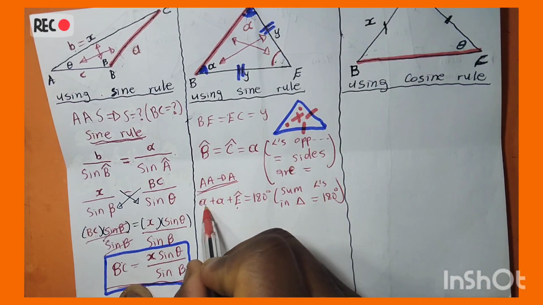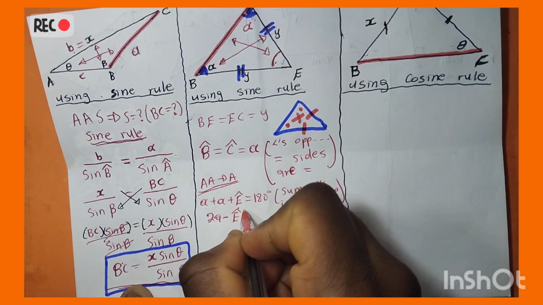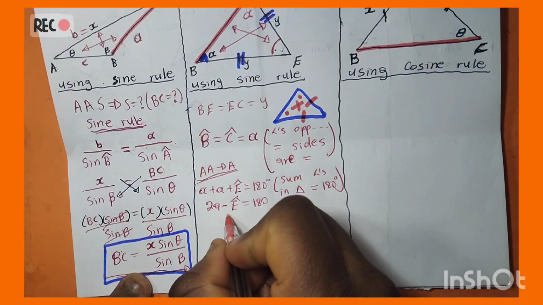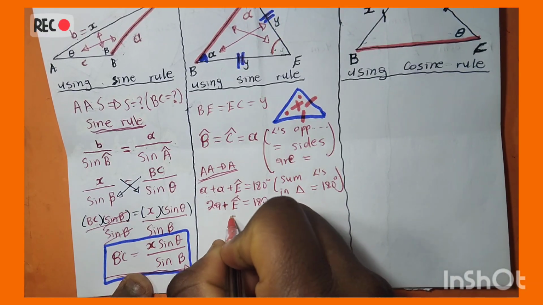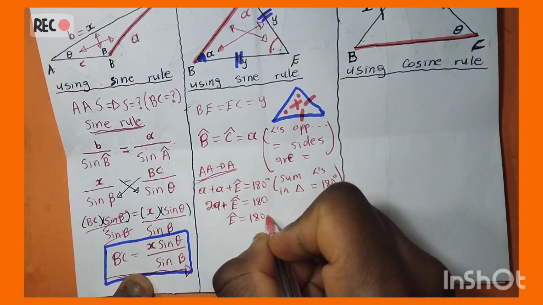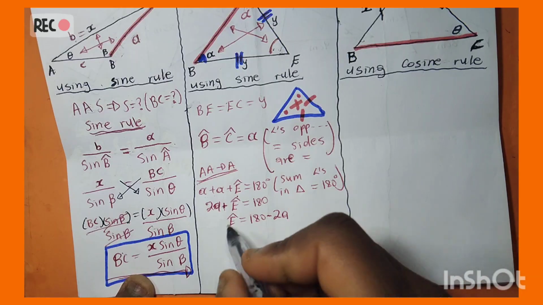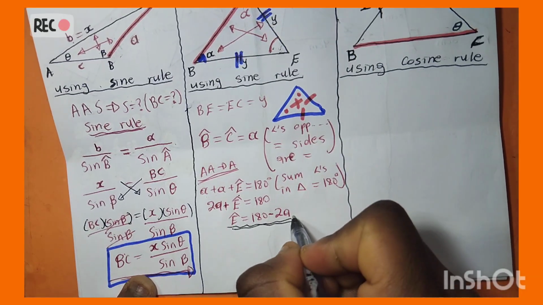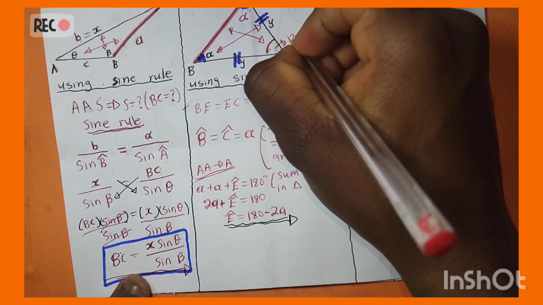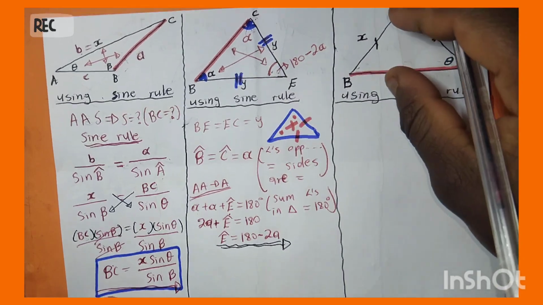Solving for E, these two like terms give me 2 alpha. Then subtract this term, which is 180. And now I can make E alone. Here it's plus. To make E alone, that term will just go to the other side. It changes the sign and becomes negative. So now I know this angle. Now I know this angle, guys, it is 180 subtract by what? By 2 alpha. Do you see?